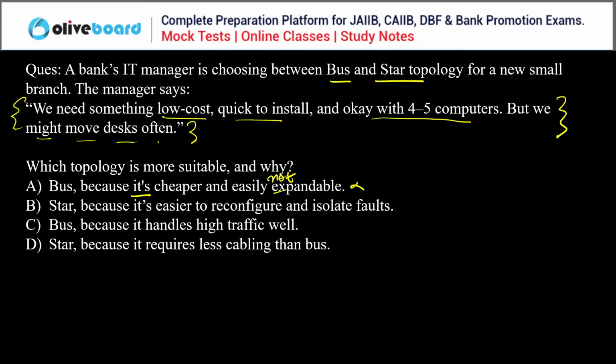Now see, C says bus because it handles high traffic well. Bus actually performs poorly in high traffic, right? And D, star, because it requires less cabling than bus. No, star generally needs more cabling than bus. So the reasons are wrong in A, C, and D. B is the correct answer.